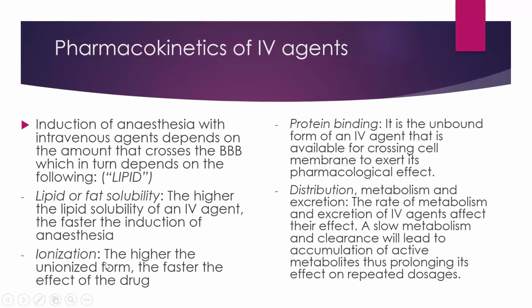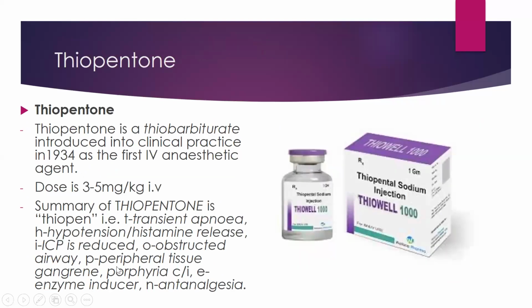So remember lipid. Now let's go into the individual IV agents. The first one we're going to look at is thiopentone. Remember, look at the diagram. This is a diagram so that you can get used to it. I'm sure many of us are used to it. Thiopentone is a thiobarbiturate which was introduced into clinical practice in 1934 as the first IV anesthetic agent. The summary of the effect is there, but we're going to look at it as we go on.